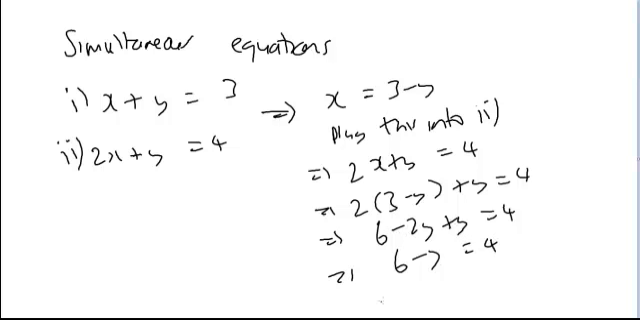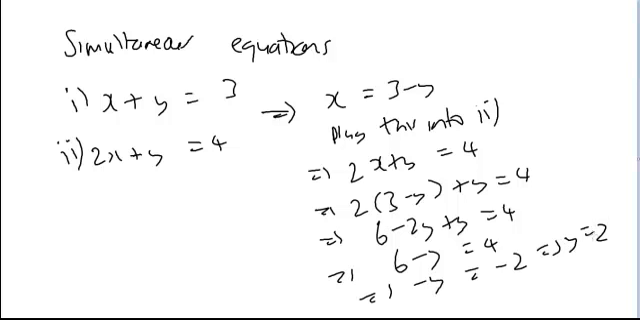So then I'll subtract 6 from both sides. So minus y is equal to minus 2, because I subtracted 6 from both sides. So the 6 will go away. 4 minus 6 gives me minus 2, which means that y is equal to 2.